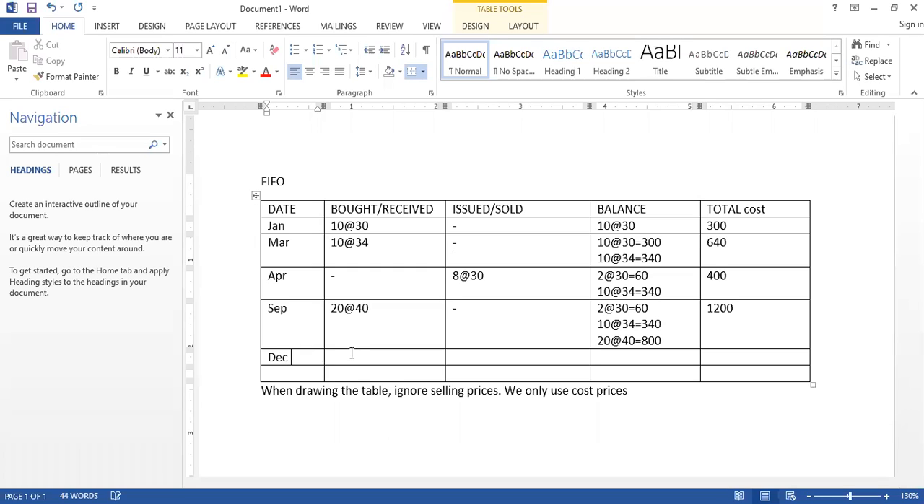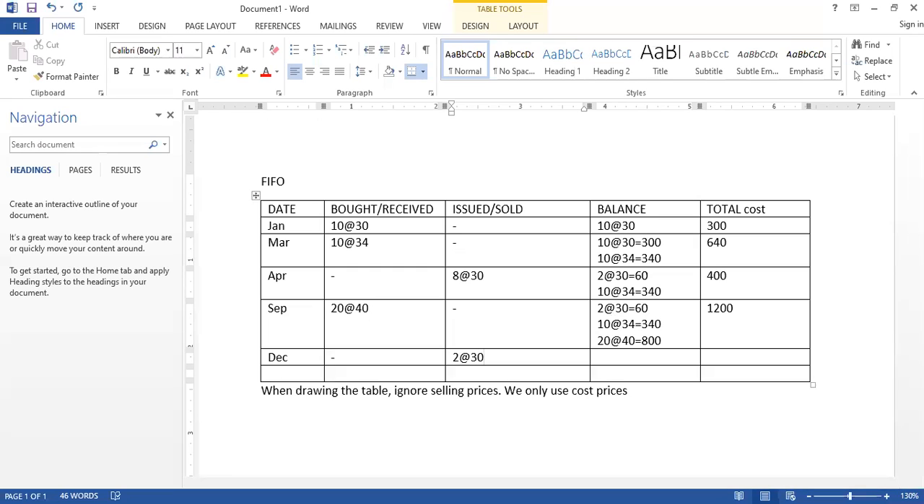So what did we do in December? We sold. We issued out. So we issued out 12 units. The rule says first in, first out. What came in first should be sold out first. So you start from the ones that are up. You start from up going down. So what you first have, what came in first are the 2 units. So you first sell out the 2 units at the price of 30.